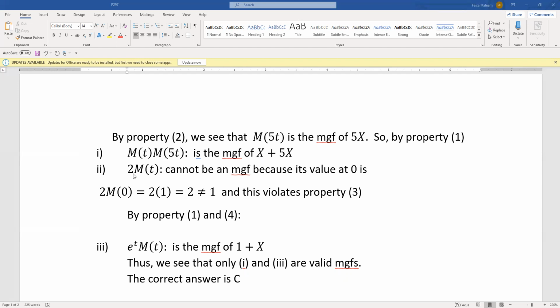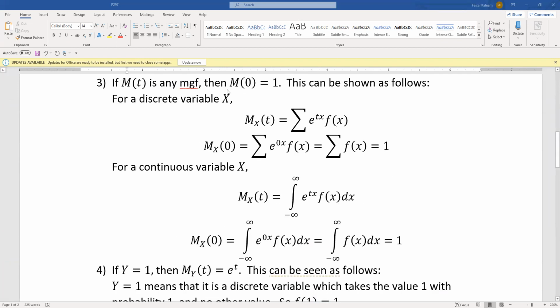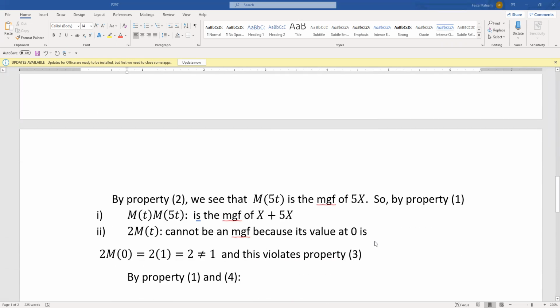Now 2 was saying 2m(t). Now this cannot be an MGF because remember, property 3 is telling us that for any MGF, the value at 0 is 1. So if we try to take the value of 2m(t) at 0, it'd be 2m(0). That's 2 times 1, because m of 0 should be 1 since m is an MGF of x. So 2 times 1, and that's 2, and that's not equal to 1. So this means that 2m(t) cannot be an MGF. So from here we can see that any multiple of an MGF cannot be an MGF because that multiple will take on a non-1 value at 0. So any non-1 multiple of an MGF can never be an MGF.